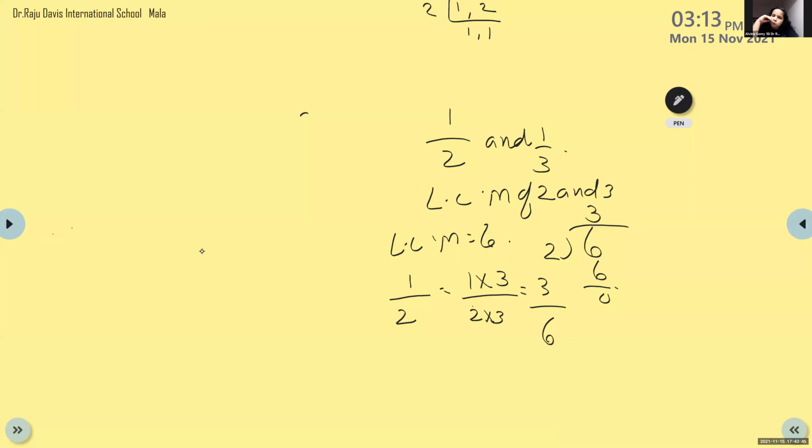Then take the first fraction. What is the first fraction? 1 by 2. You write like this, 1 by 2. Then divide 6 divided by 2. You will get it as 3 answer.